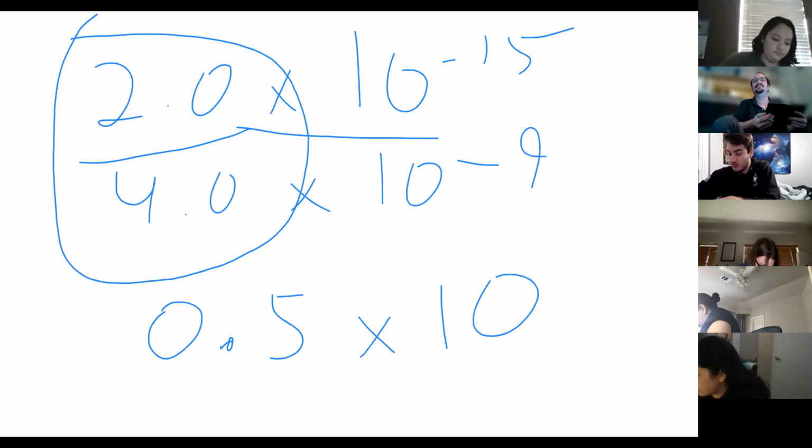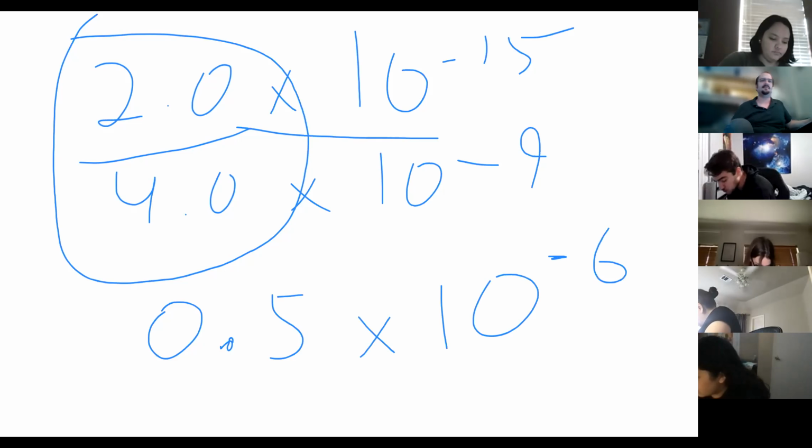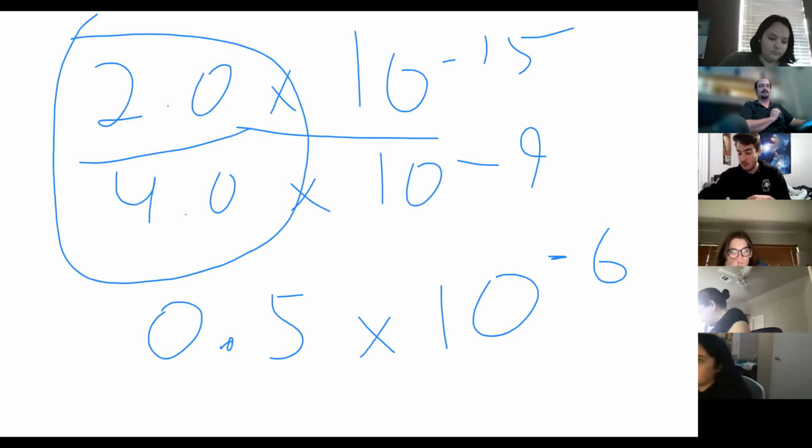Minus 15 plus 9, is that what I'm doing? Minus 15 plus 9 should be 6, so it should be negative 6. We're doing minus 15 plus 9. In this case, it's 0.5 times 10 to the minus 6, right? Yeah, so that's there. We're almost there.